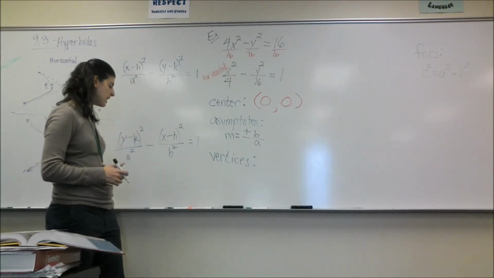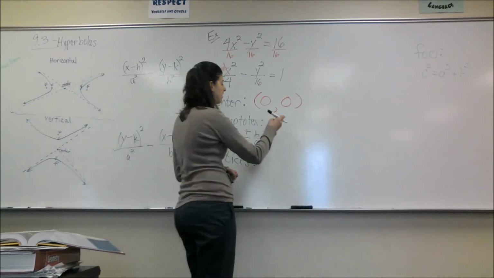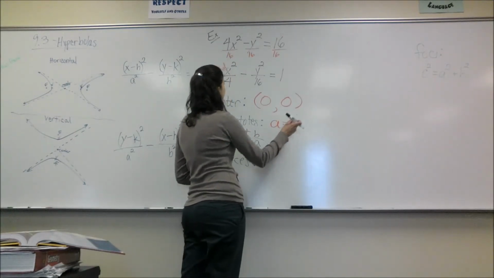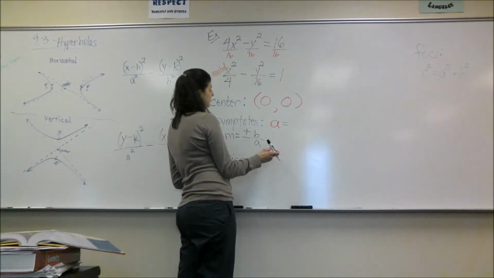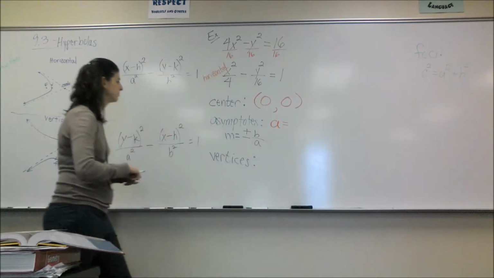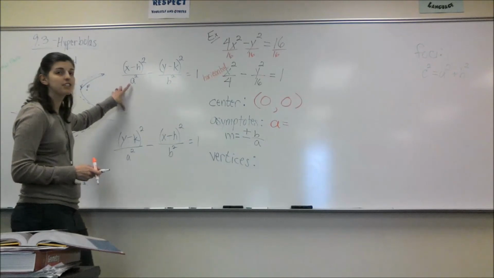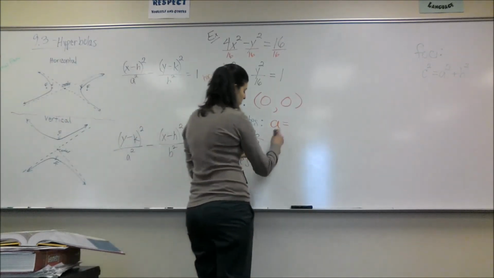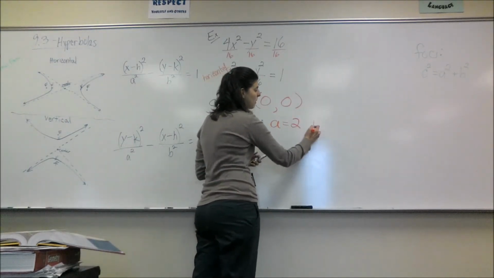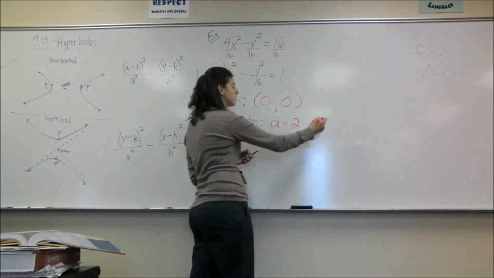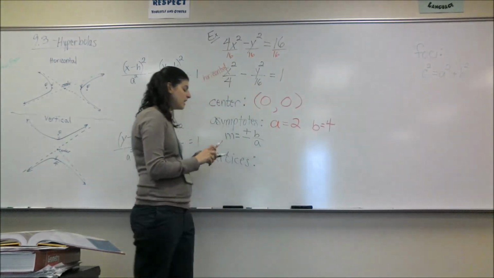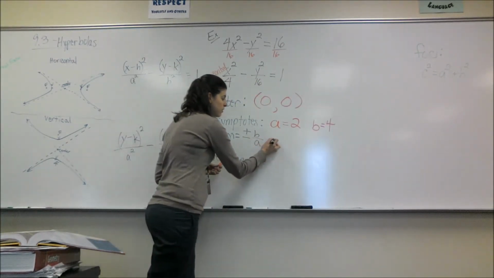So what are a and b? A squared is the first number, 4, so A is 2. Very good. What's B? B squared is 16, so B is 4. There we go. Make sure you square root them before you do the formula.